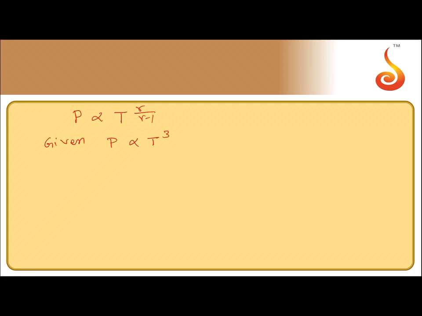So comparing these two, what do we get? Gamma divided by gamma minus 1 is equal to 3. So you need to find gamma. So gamma is equal to 3 gamma minus 3. So 3 is equal to 2 gamma, gamma is equal to 3 by 2. So that is option A.